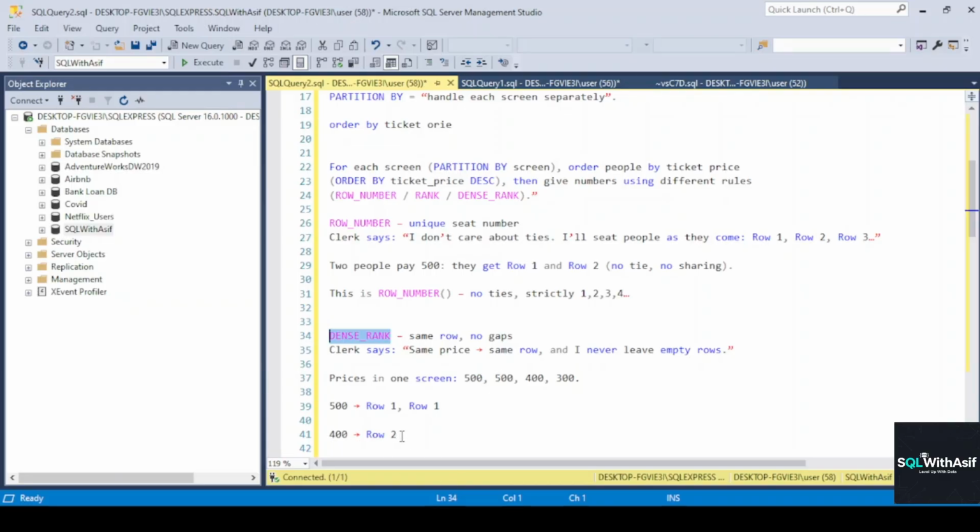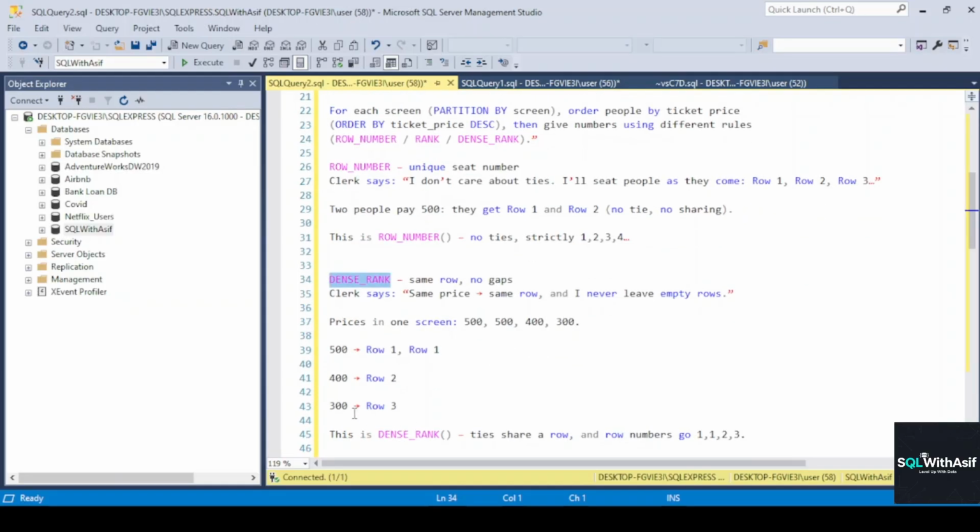So this is actually less than 500. He got row 2. Another person came, he said he paid 300. He'll get the next row, which is row 3. He will not get a seat in row 2, because if he would have paid 400, he would have got a seat in row 2 only. He would have got second rank only. But now he had paid 300, so he will get row 3.